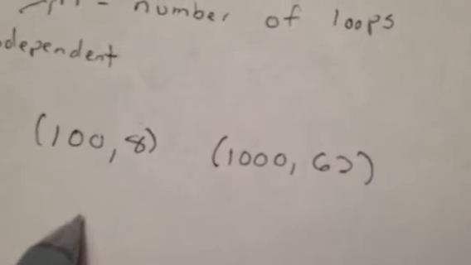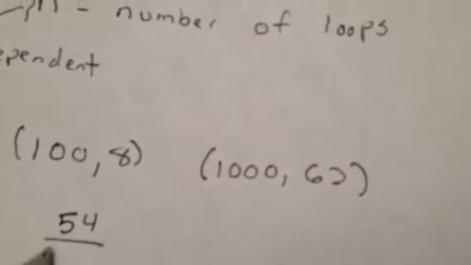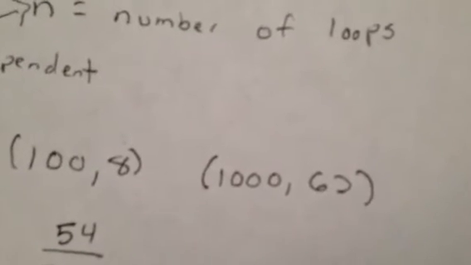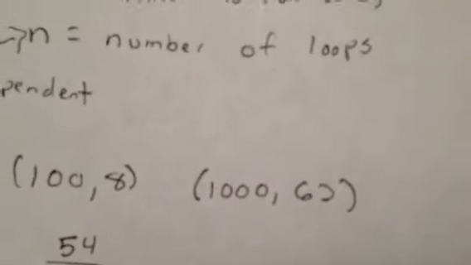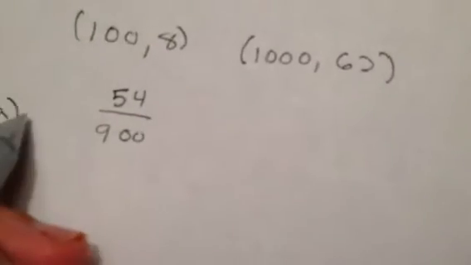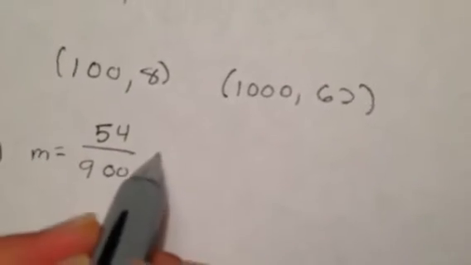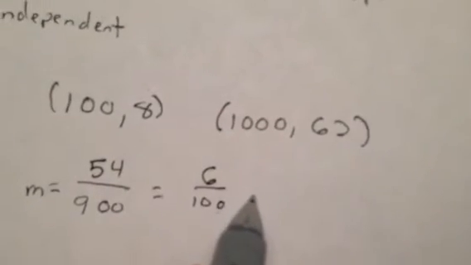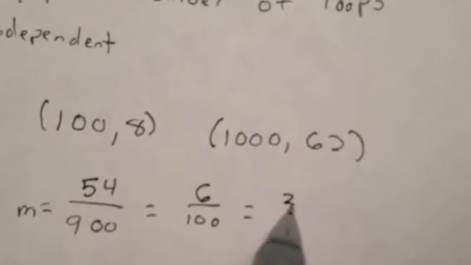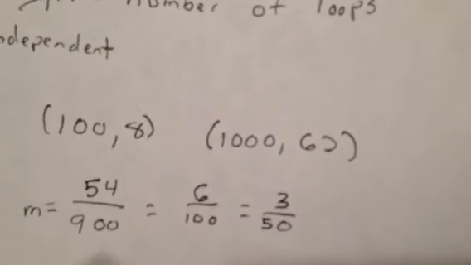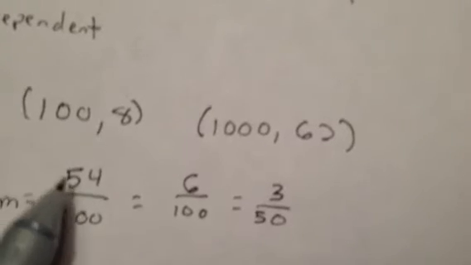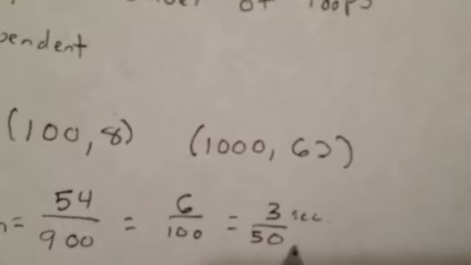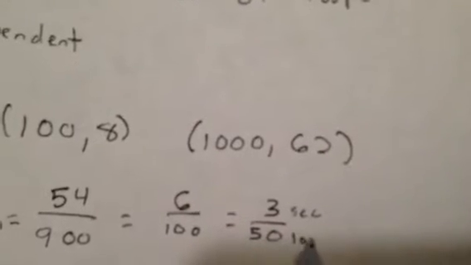So 62 minus 8, we have 54, divided by 1,000 minus 100, 900. And we'll reduce this fraction, divide it by 9 to get 6 over 100, or give us 3 over 50. 54 is talking about seconds, so we have 3 seconds per 50 loops.